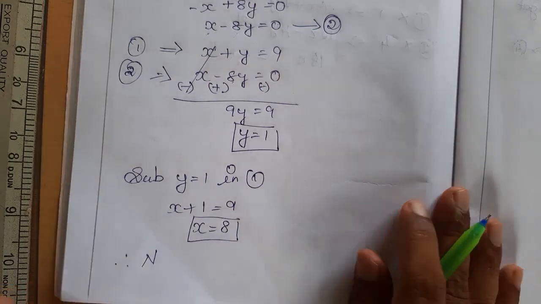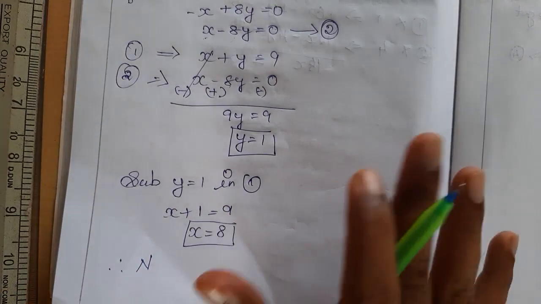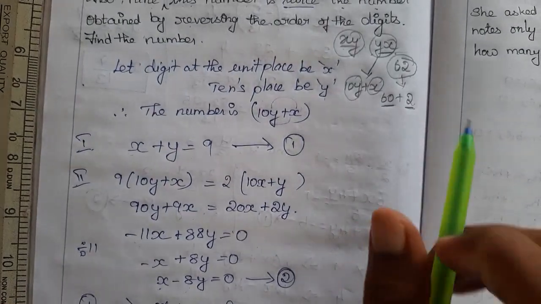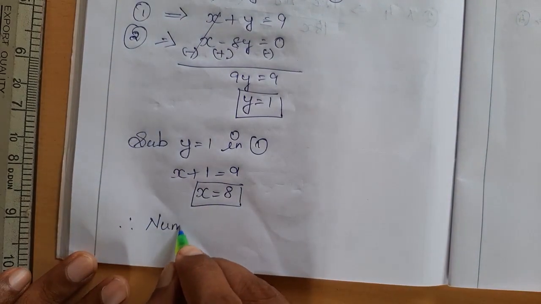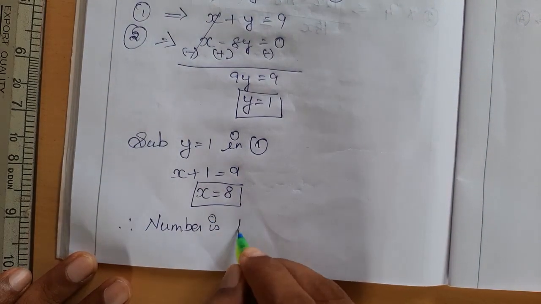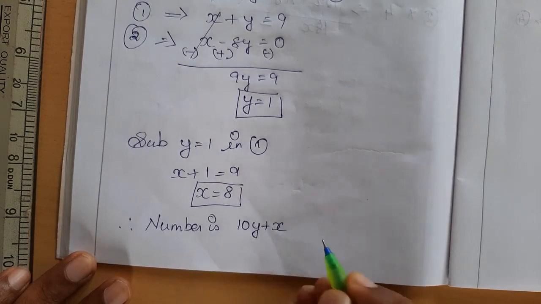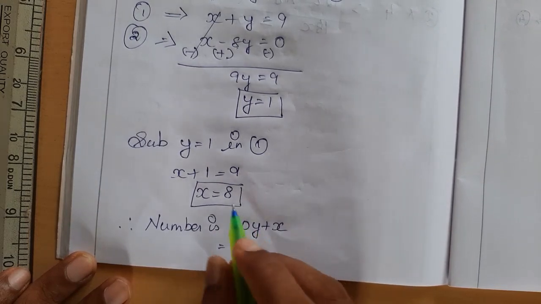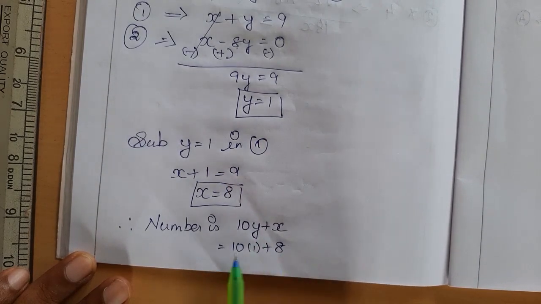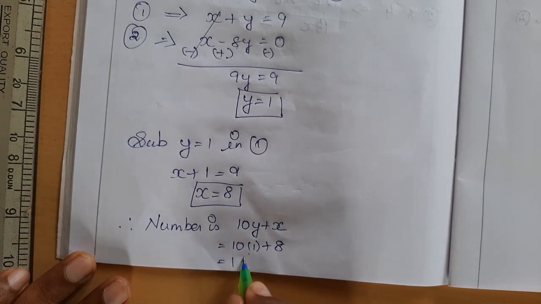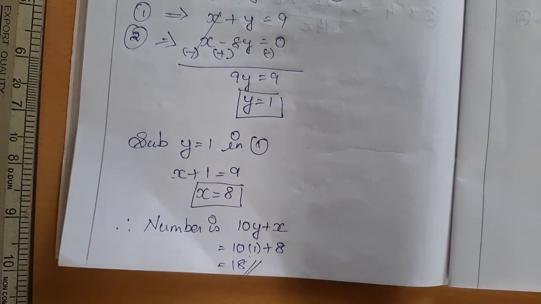So here, in the word problem, we will not stop at finding x and y. We have to write that. They are asking to find the number. The number is 10y plus 8. Therefore, number is 10y plus 8. That is equal to 10 into y is a 1, plus 8. So 10 into 1 is 10. 10 plus 8 is 18. So 18 is the number.